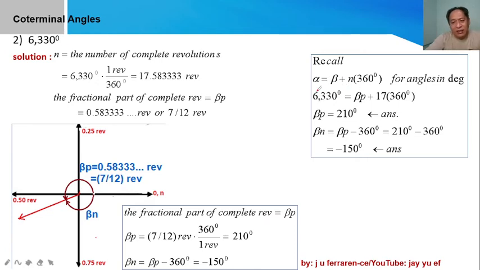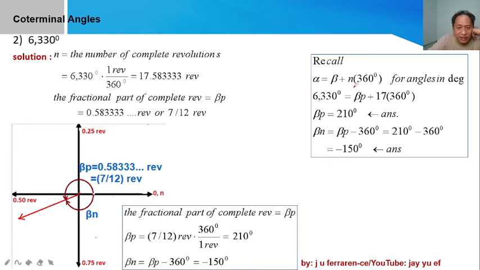Now, the angle given is 6,330 degrees, and this fractional part of a complete rotation must also be positive. So your beta is the smallest positive angle. Our n is the integer value, that is 17. We multiply that with 360 degrees, so its result will be subtracted from the given angle. Then we have a difference of 210 degrees. This is our answer. The smallest negative is equal to the smallest positive, 210 degrees minus 360 degrees, so that is equal to negative 150 degrees as the answer.